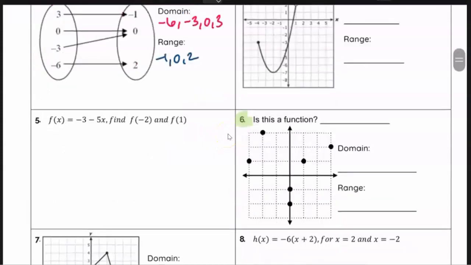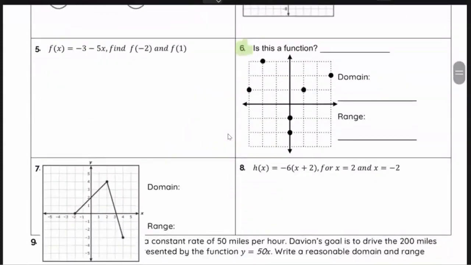Number 6 is similar, except this time it's a graph that has discrete domain and range. Now, remember to do, is it a function? We generally do something called the vertical line test, in which we kind of imagine drawing vertical lines through every single point.